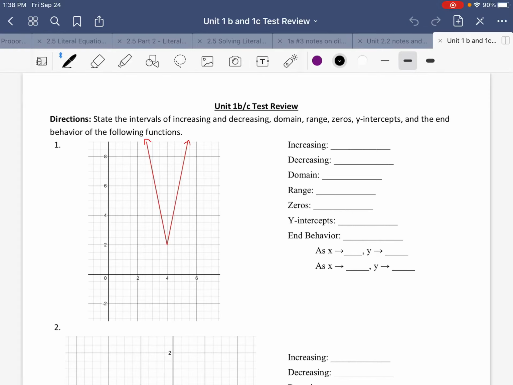Okay, so this is Unit 1BC test review. Remember, there is also 1A, there's another test review for that. So the test will be on 1A, B, and C. All right, let's get started.